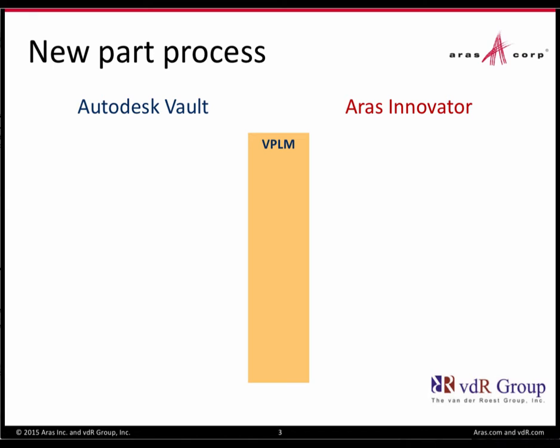Let's walk through the first use case. We call this New Part Process. In this diagram, we represent the Autodesk Vault instance on the left and Aras Innovator on the right. VPLM is shown in the middle and serves as the gateway between the two applications. In this particular use case, the activities are initiated by an Autodesk Vault user. An item and file are created, and the initial state is set to Work in Process, or WIP.